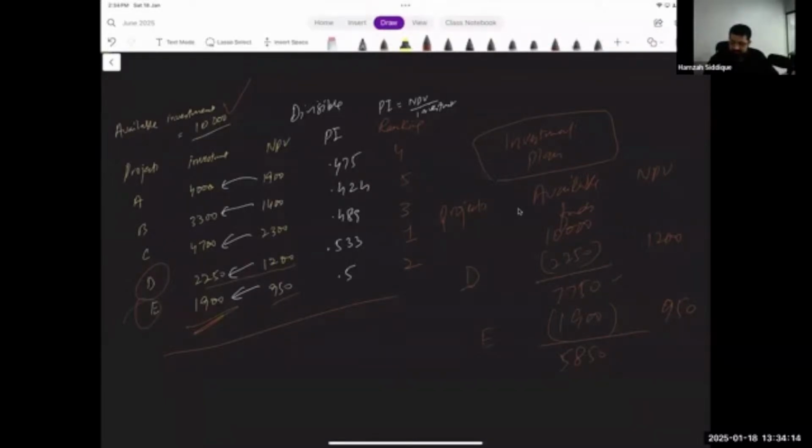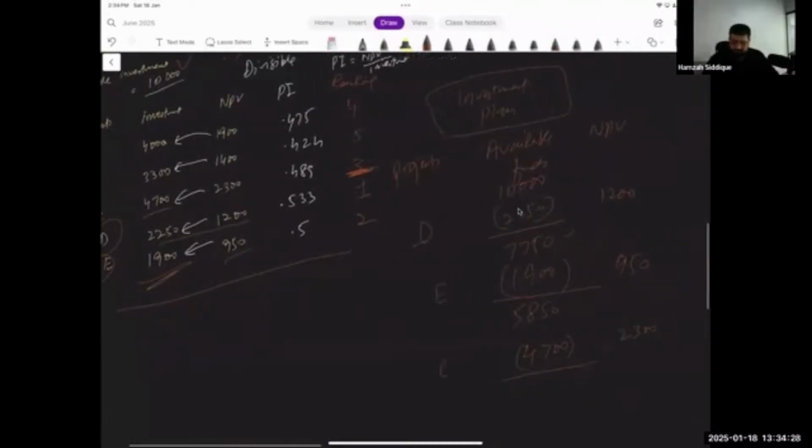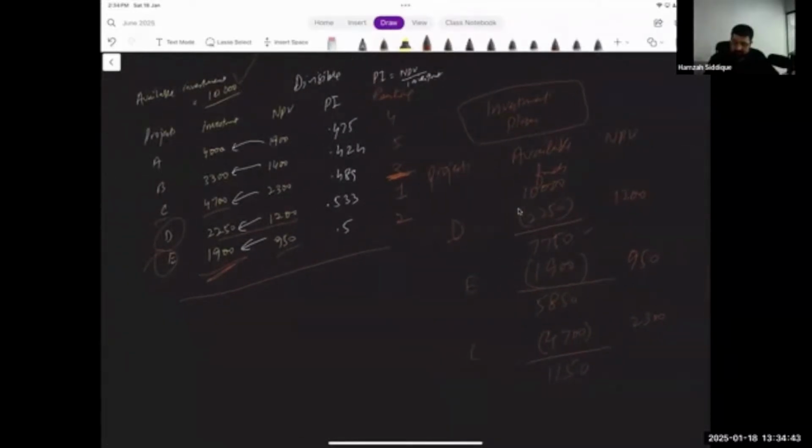D and E are gone. The next turn is ranking 3, C. Investment is 4,700 and NPV earned is 2,300. The remaining investment is 1,150. So now the fourth is here. We cannot invest in full. We can invest only 1,150 in project A.